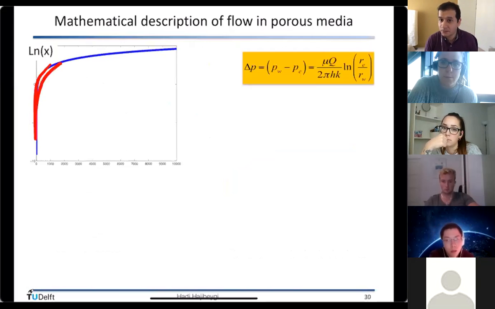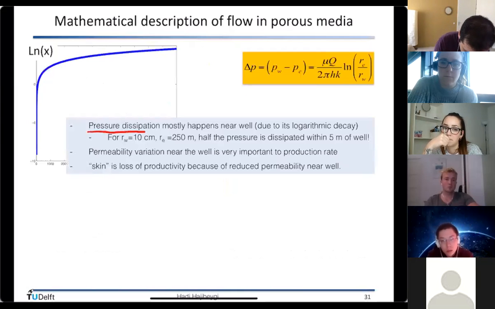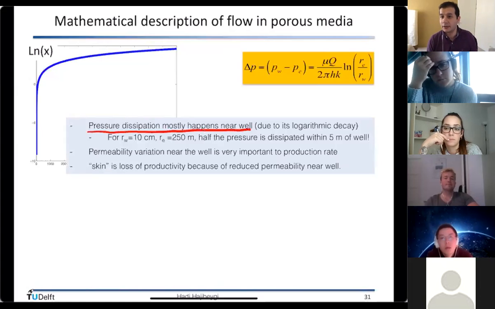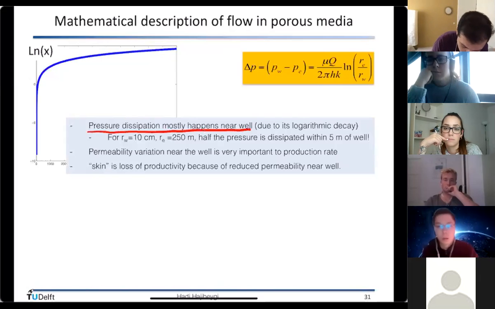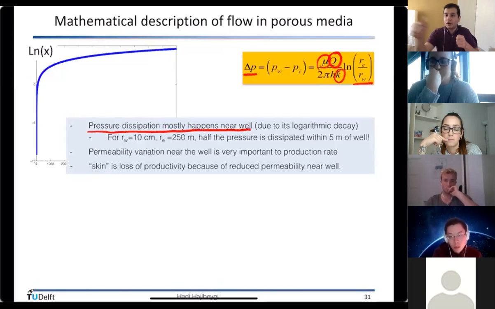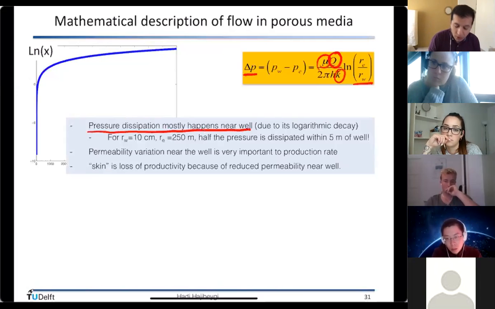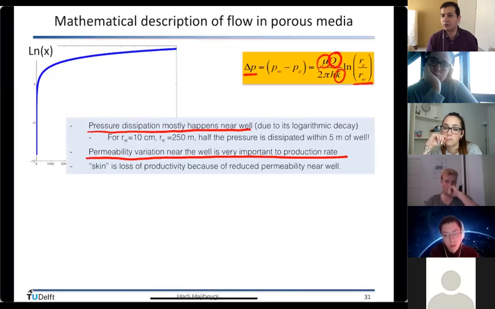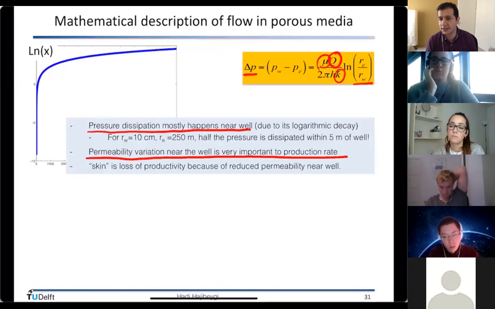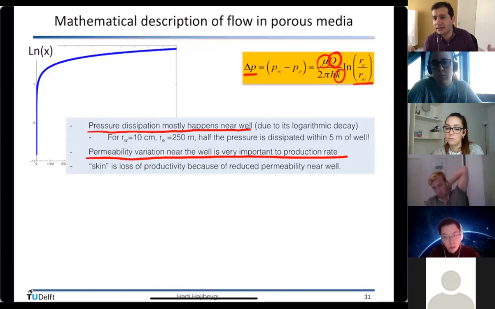Just to close the lecture, the close to the well effect: what you observe is that the pressure distribution mostly happens near the well. With this continuity and Darcy's law, and some mathematics, the integration, we find the pressure drop as a function of Q, viscosity, permeability, and the logarithm of the radius at which we are trying to find the pressure drop. Mostly the pressure drop happens close to the well. And permeability near the well is extremely important for geoscientists. That's where the connection between the well and the reservoir takes place.